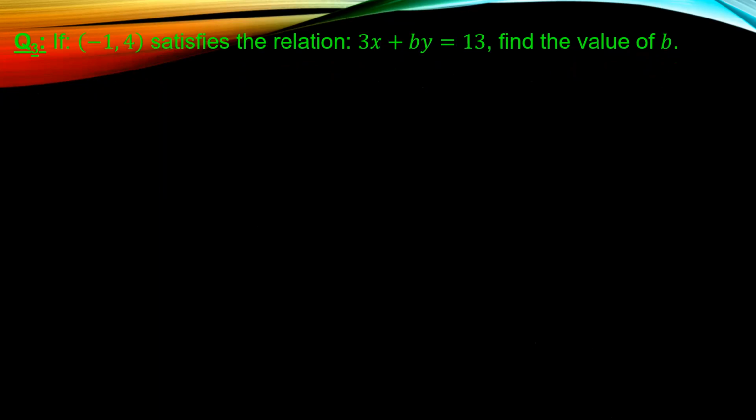Question 3. He asks here if the ordered pair negative 1 and 4 satisfies the relation 3x plus by equals 13. Find the value of b. Here I have an ordered pair that satisfies the relation. So here I can substitute the value of x with negative 1 and the value of y by 4. So I can say that 3 times negative 1 plus 4 times b equals 13.